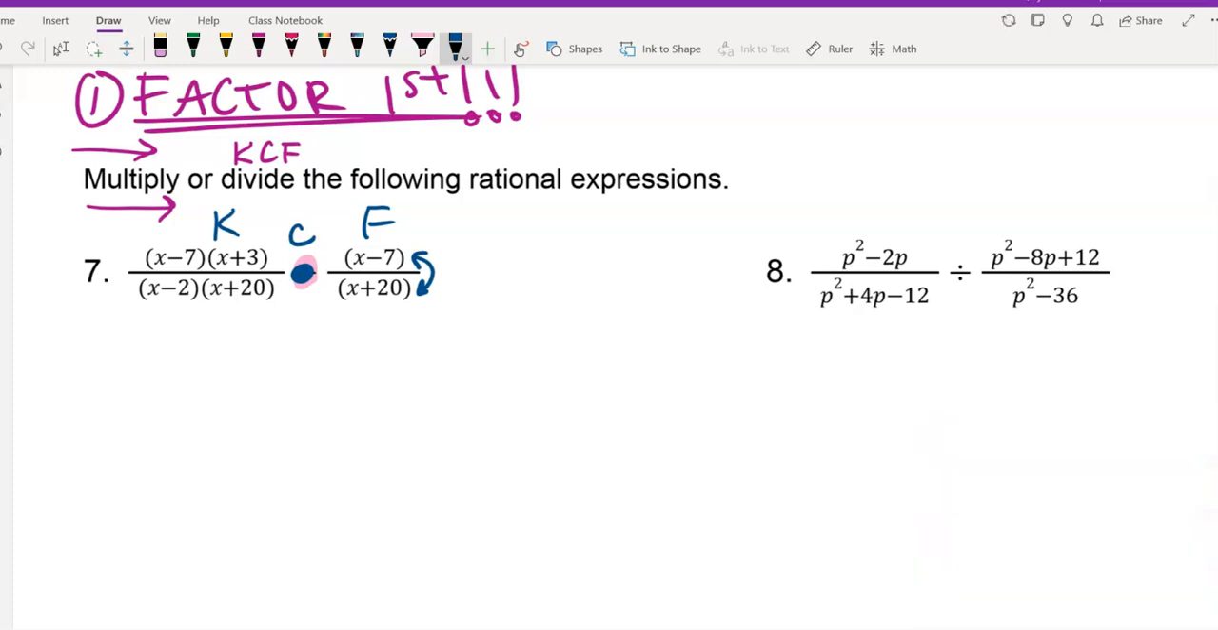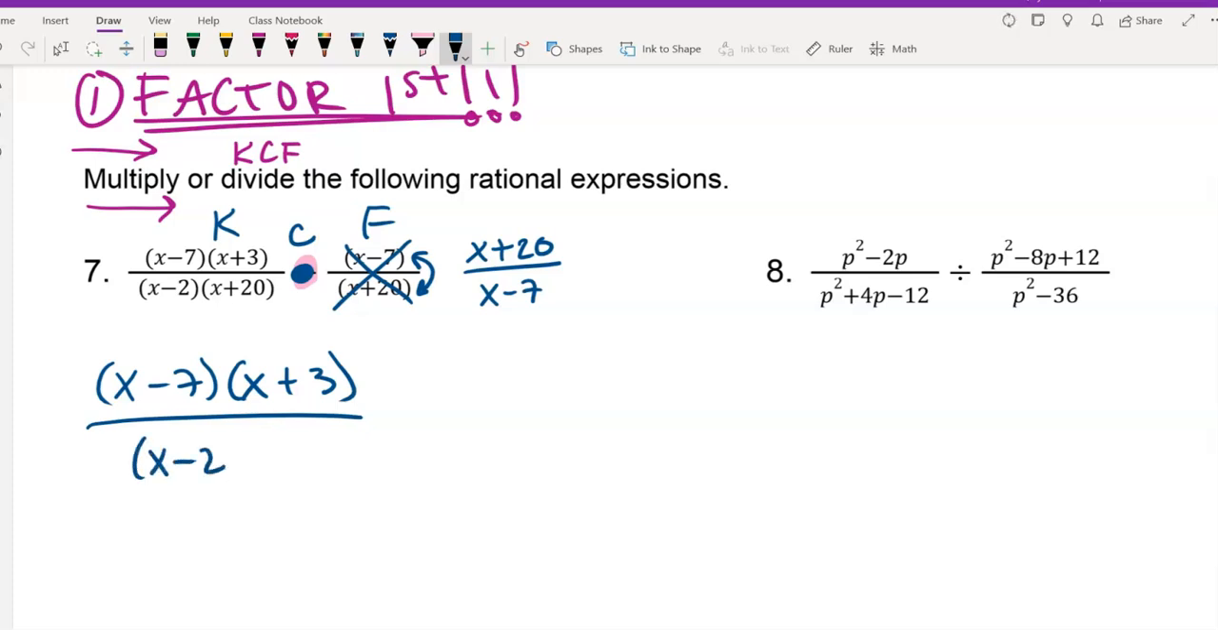So I'm going to go ahead and rewrite this fraction over here as x plus 20 over x minus 7. And just because I noticed I was confusing some people today, I'm going to go ahead and rewrite this below just so you can clearly see what is going on.